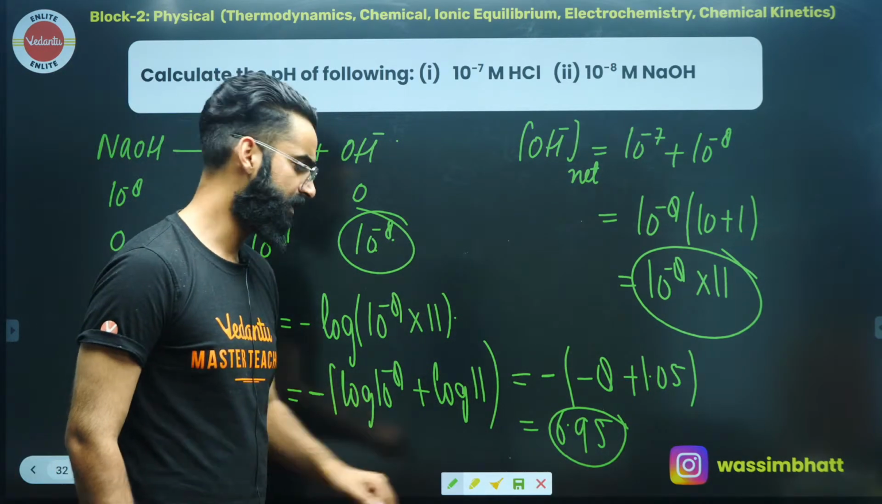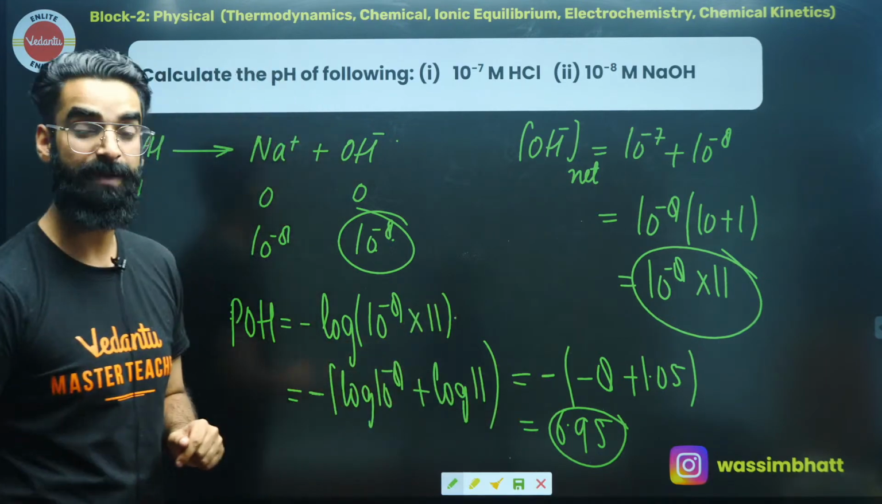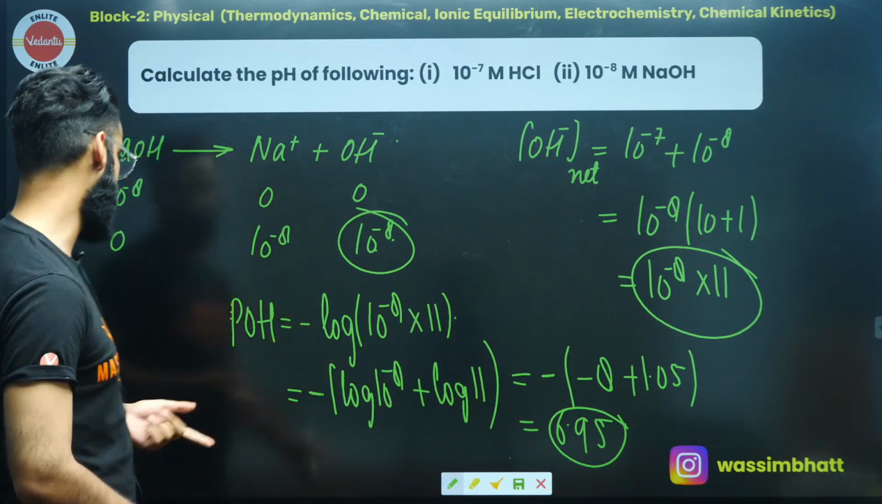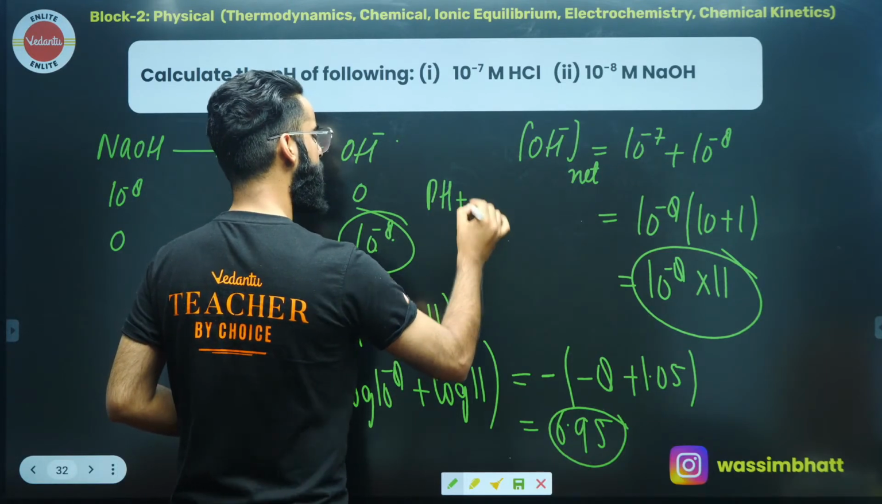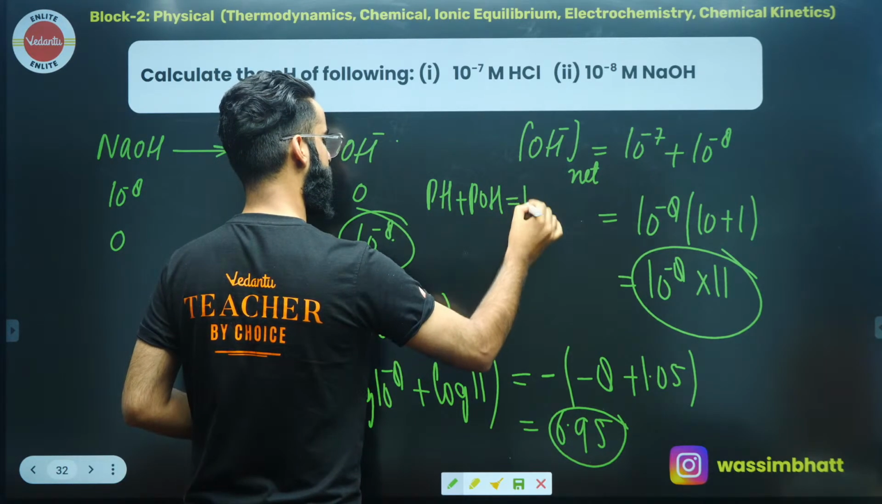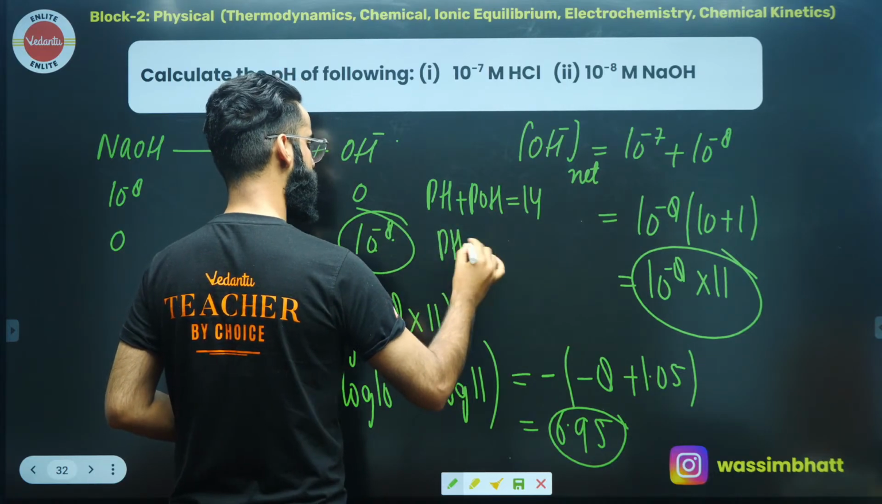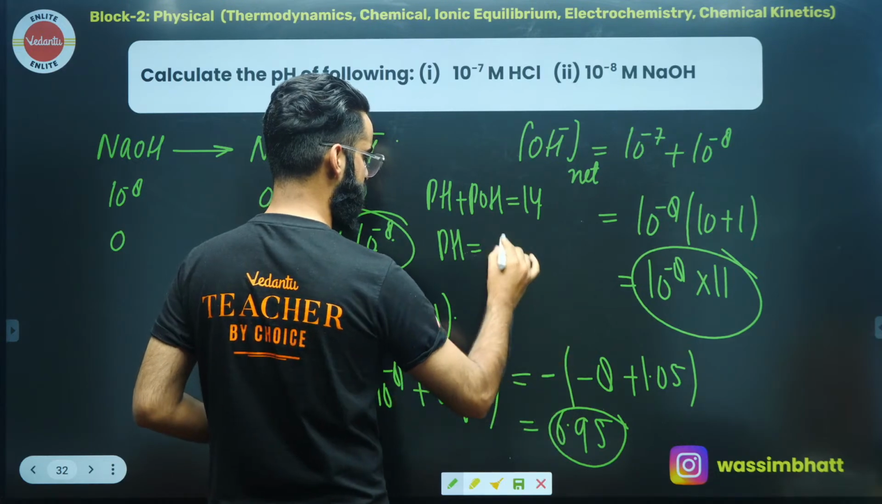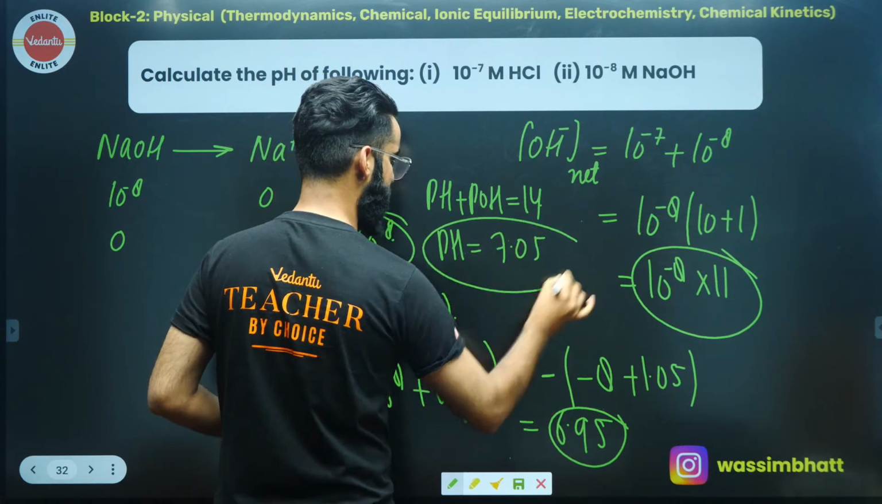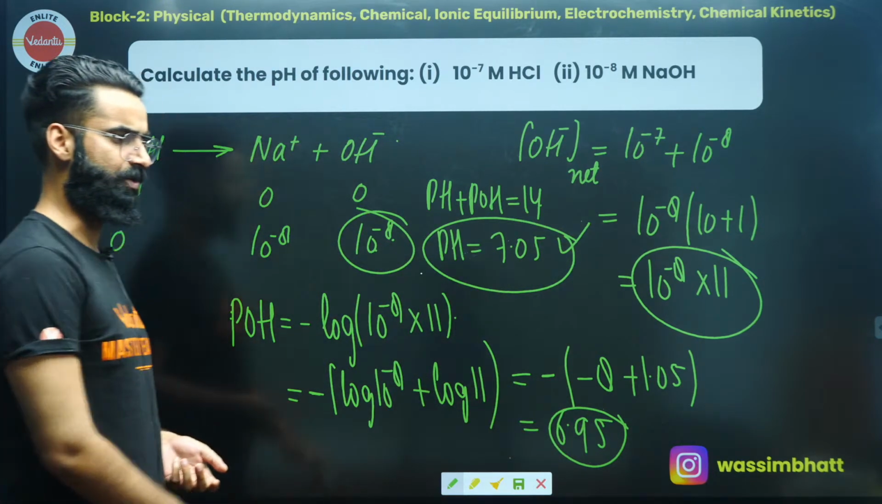But you were supposed to calculate the pH of the solution. At 25 degrees centigrade, I'm sure you know, pH plus pOH is equal to 14. So from here you can calculate pH, which is 14 minus pOH. So 14 minus 6.95 comes out to be 7.05. This is the pH of the resulting solution, which you were supposed to calculate.